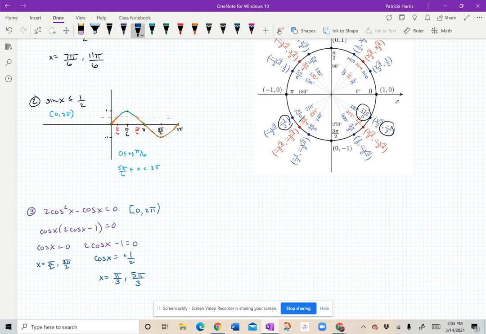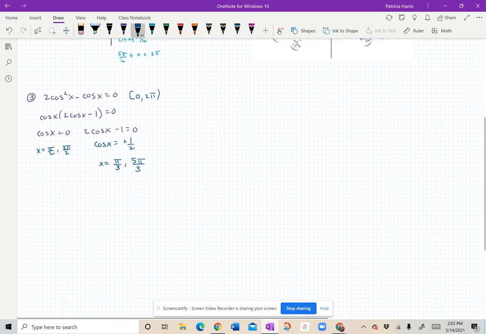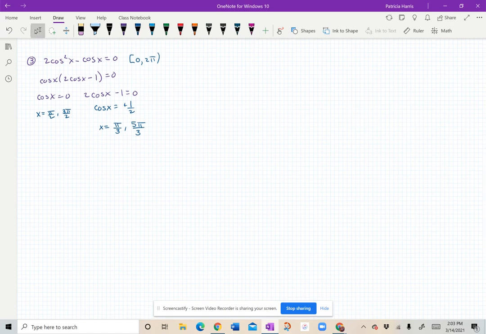Okay, now this next one's a little different, number 4. Okay, we're still going to solve it by factoring, but you'll notice it says for all possible solutions, so that makes it a little bit more interesting. So our answers are just not going to be from 0 to 2 pi, they're going to be everywhere. So I have sine squared x minus 3 sine x plus 2. Again, I'm going to solve this by factoring.